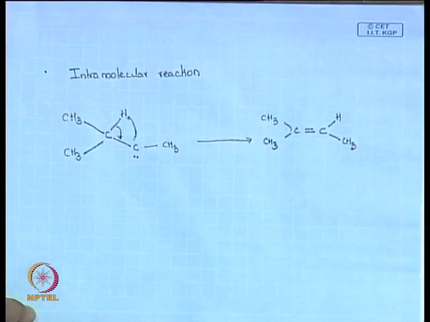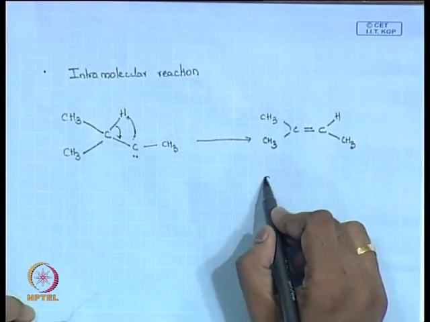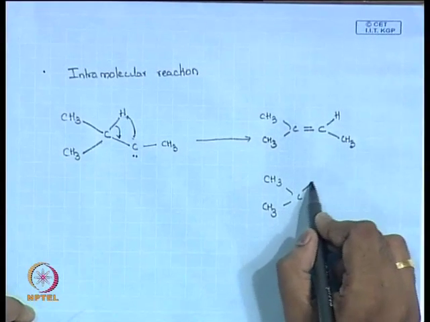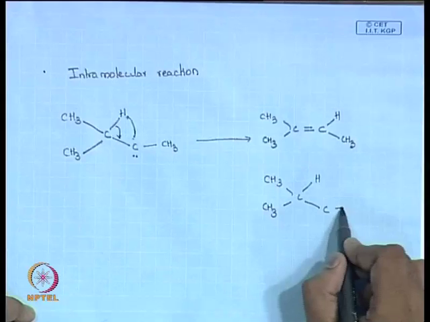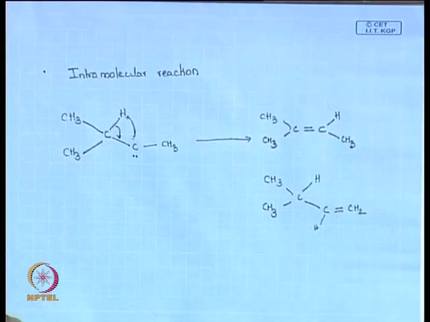You can do this, fine, or you can take this hydrogen also, that is also fissile. That also you get product CH3, CH3. Can get this also. It does nice 1,2 hydrogen shifts. We call these intramolecular reactions.